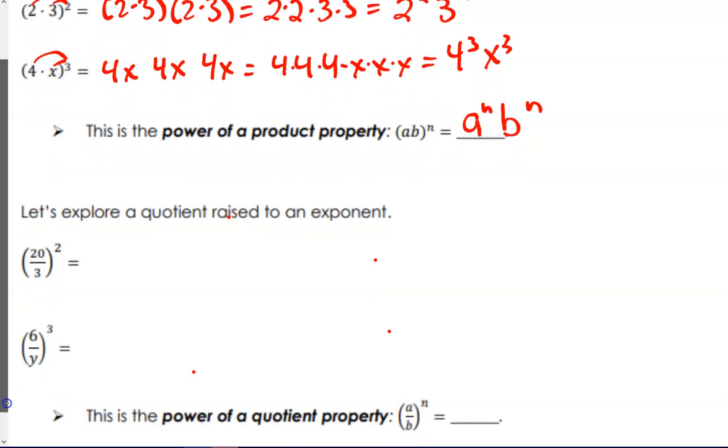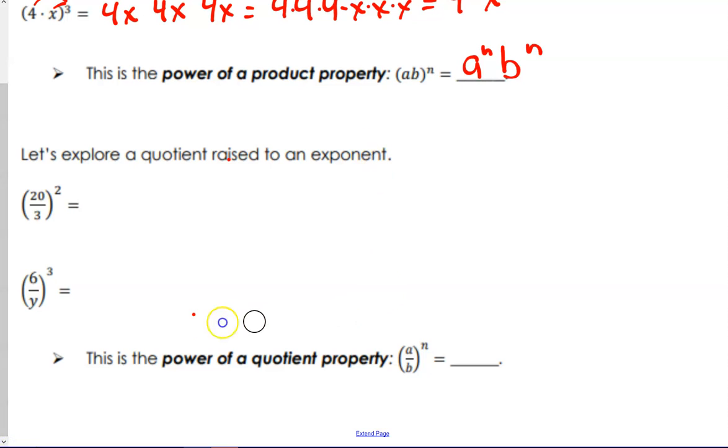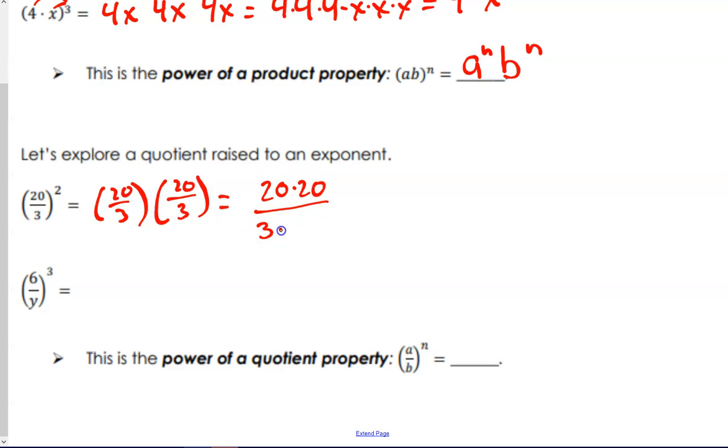All right, our last property is the power of a quotient. So here, 20 divided by 3, that's my quotient. It shows me that I have it twice. So 20 over 3, 20 over 3. That means I have 2 20's in my numerator. I have 2 3's in my denominator, which I can simplify to 20 squared and 3 squared. So 20 over 3 squared became 20 squared and 3 squared. I see something that might have just happened.